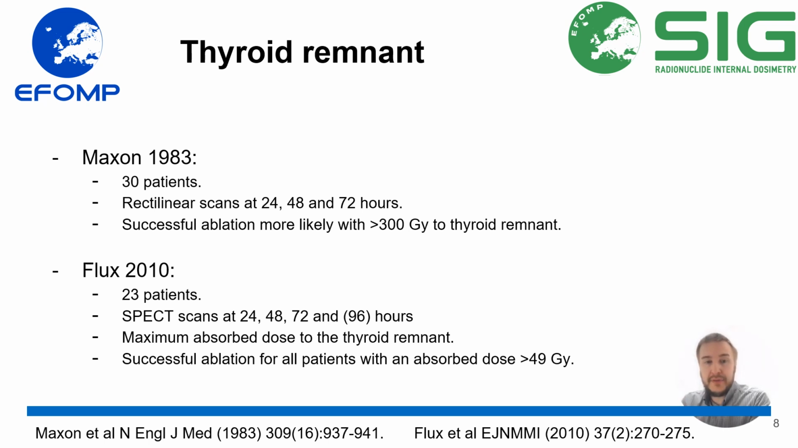Flux et al., on the other hand, in 2010, they did 23 patients. They had SPECT scans at up to 4 time points. What they did was, instead of doing the absorbed dose to the whole thyroid remnant, they did the maximum absorbed dose to the thyroid remnant, to avoid this problem that we have an unknown volume. And they found that to achieve successful ablation, you need at least 49 gray.